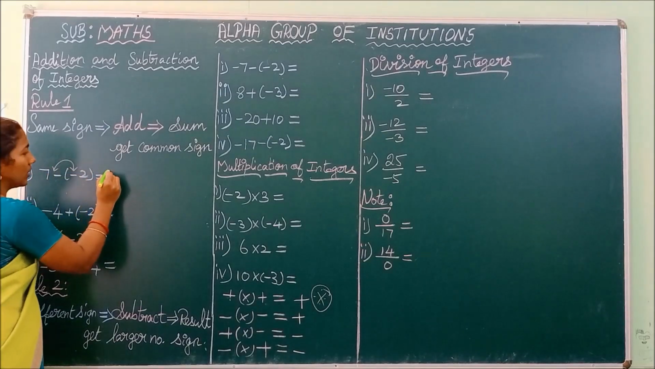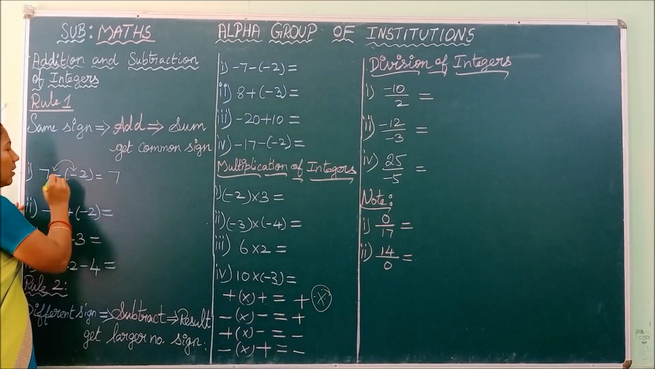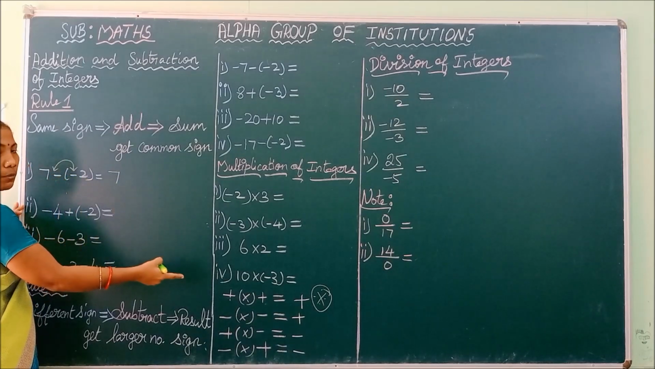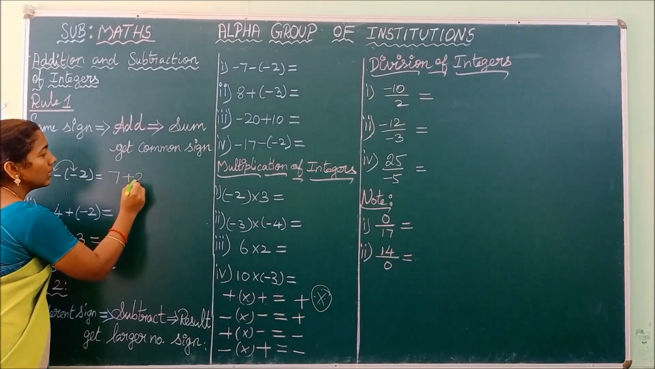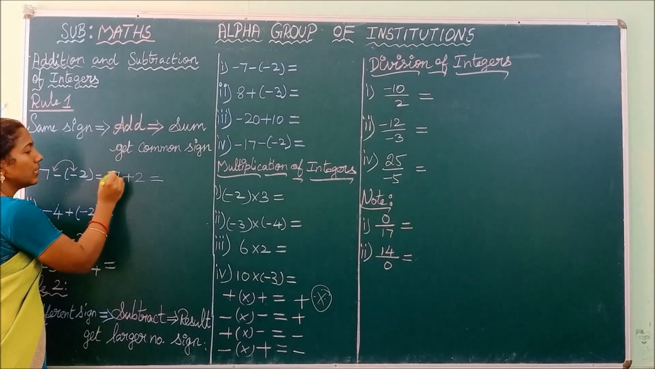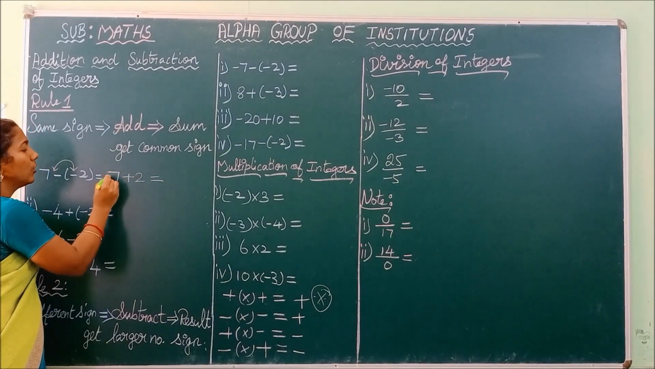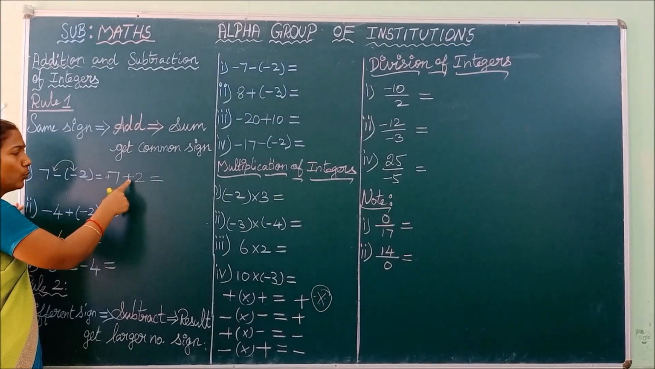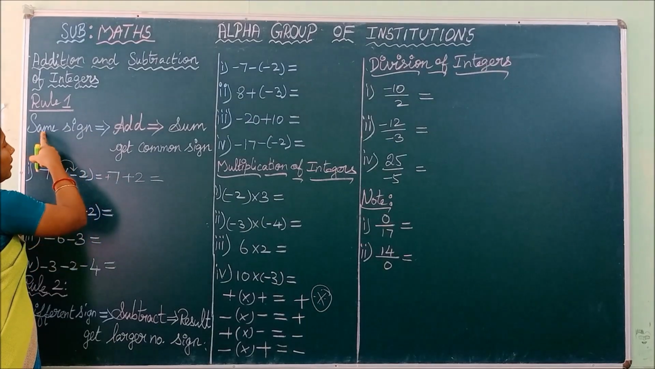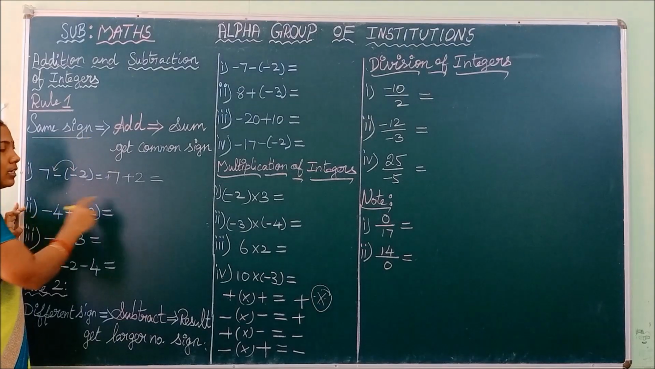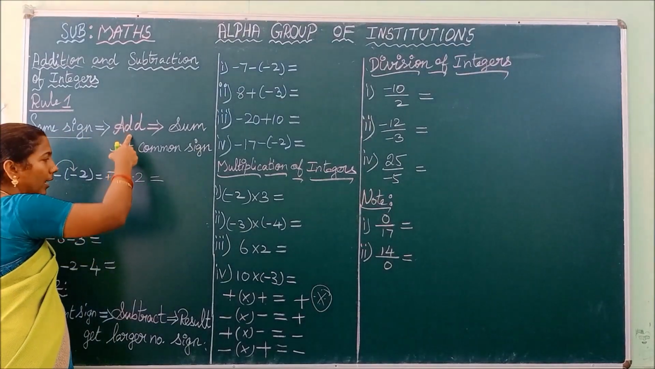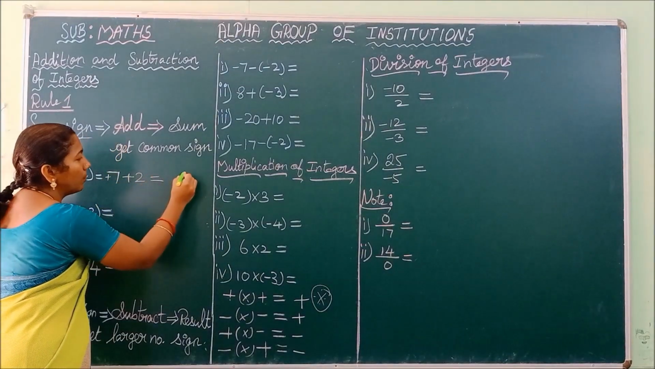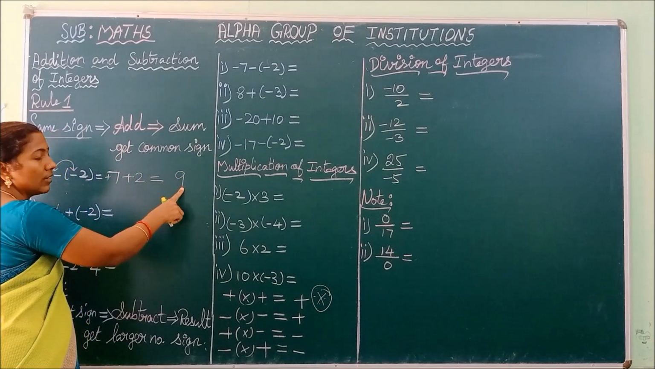So first write the first integer as it is. 7 minus into minus, plus 7 plus 2. What is the symbol for 7? It is understood. It has the symbol plus. What is the symbol for 2? Plus. So the given integers are in the same sign. Same sign means we have to add. So add 7 and 2. 7 plus 2, 9. So this is our sum.